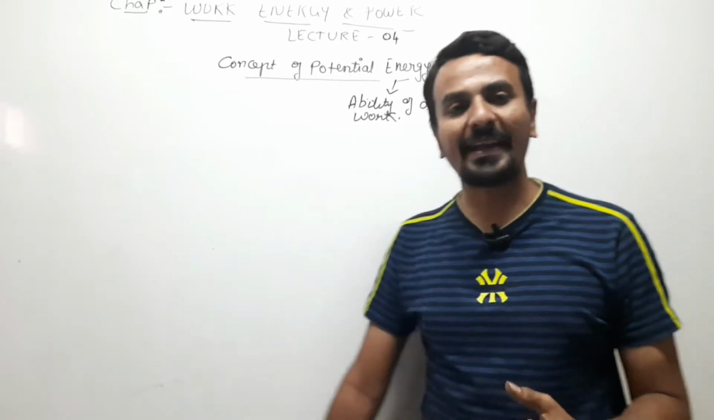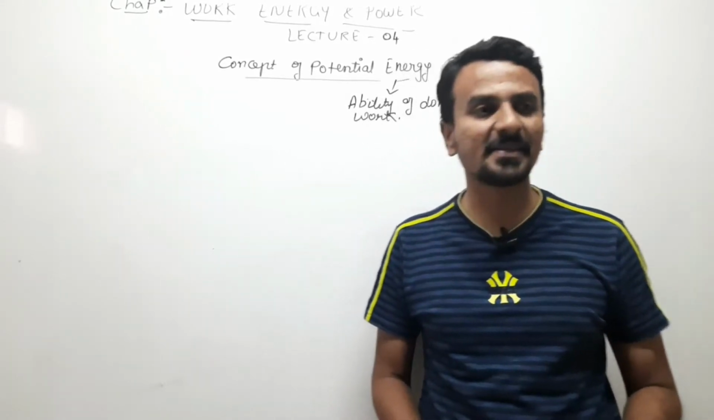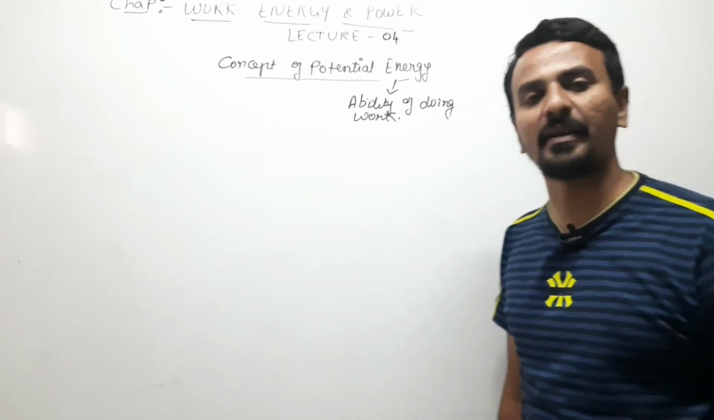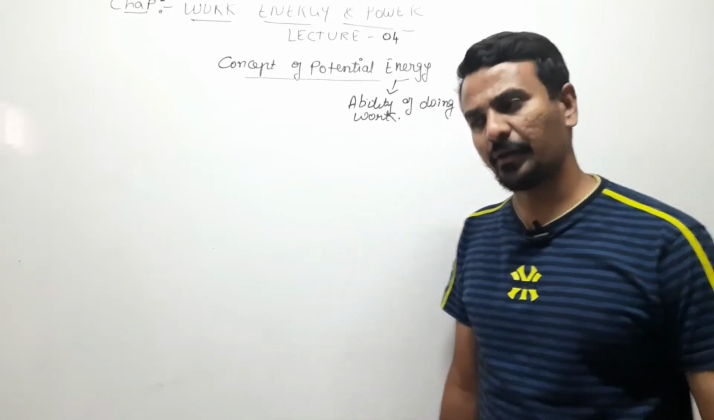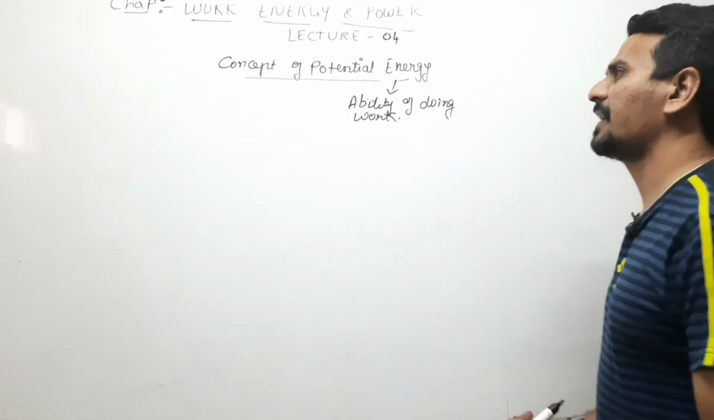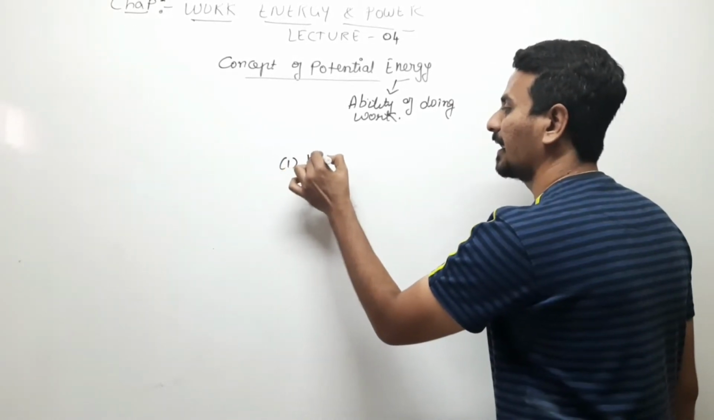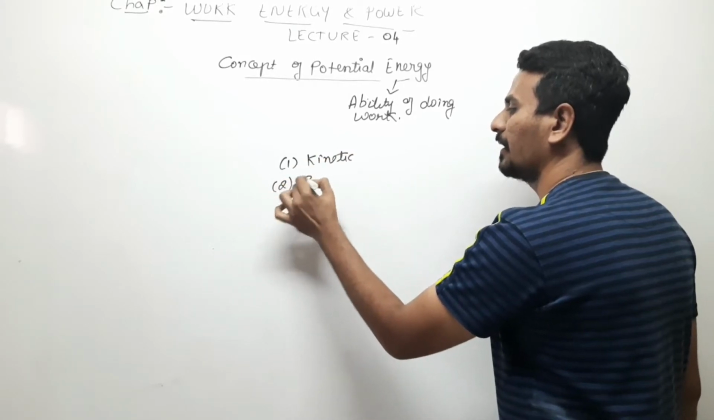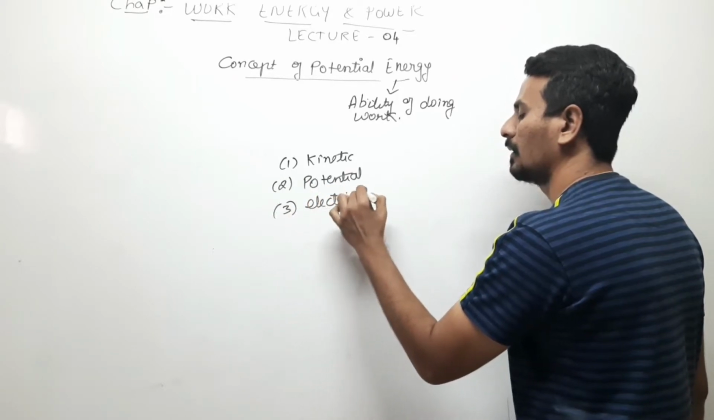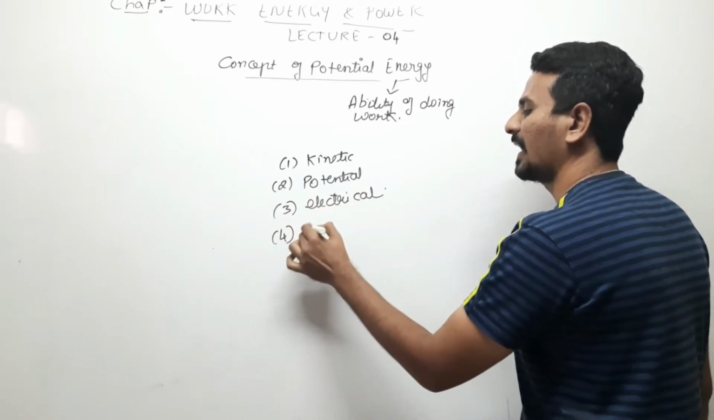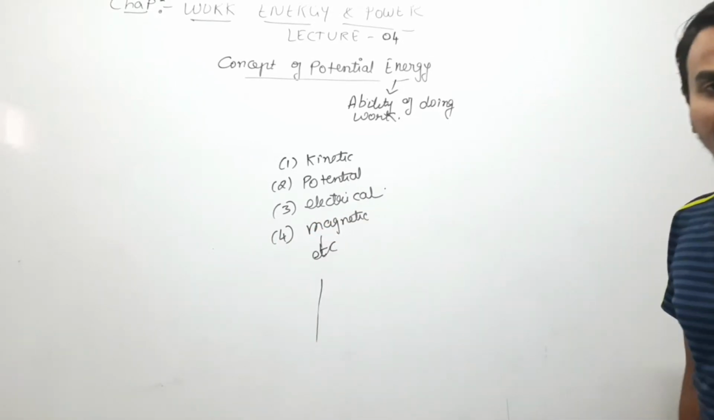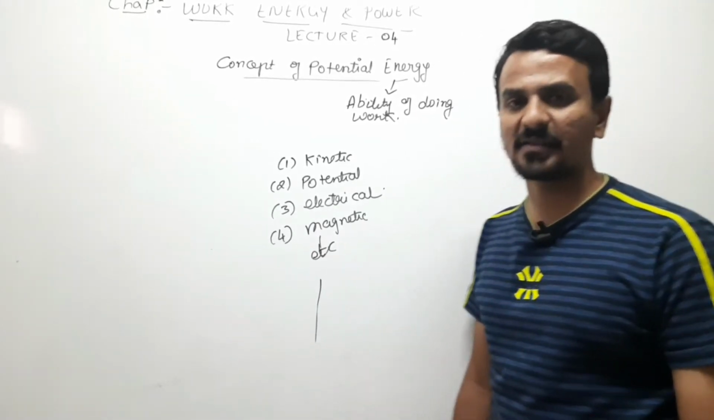Now there are various forms of energy. In the lower classes you must have studied that energy can neither be created nor be destroyed. You can just convert energy from one form to another. So there are many different forms of energy: kinetic energy, potential energy, electrical energy, magnetic energy, etc.